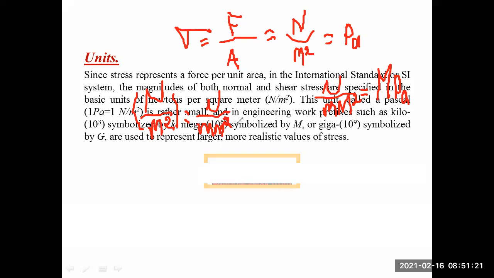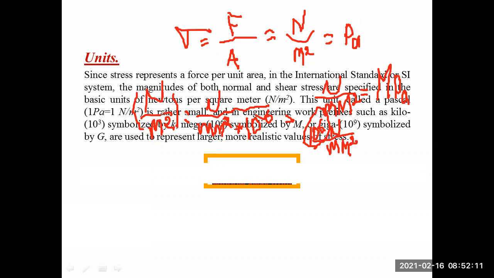Because to have this as megapascal, meaning Newton per millimeter square, you convert millimeter square into meter square, so you have to multiply by 10 to the power negative 6. Then you would get 10 to the power 6 times Newton over millimeter square. So that means we have 10 to the power 6 Newton per millimeter square.